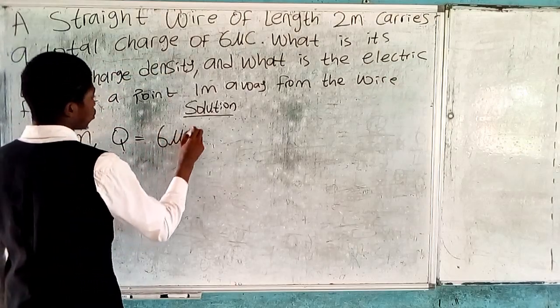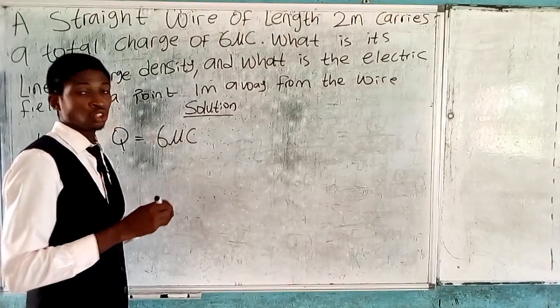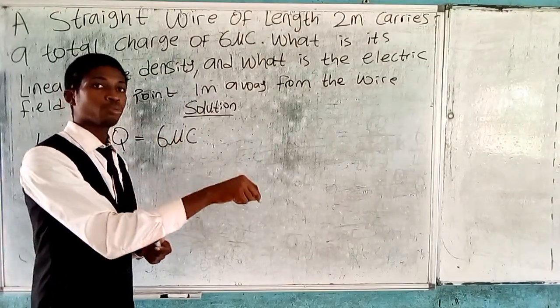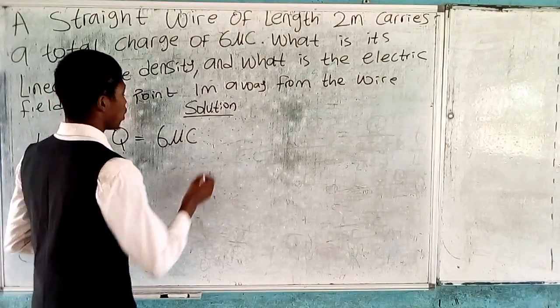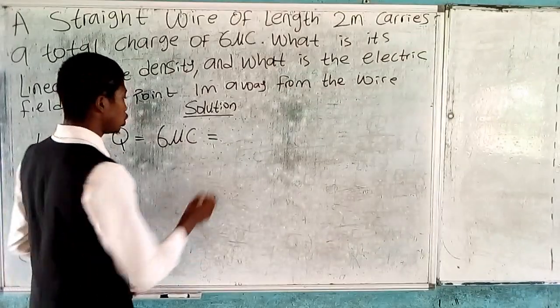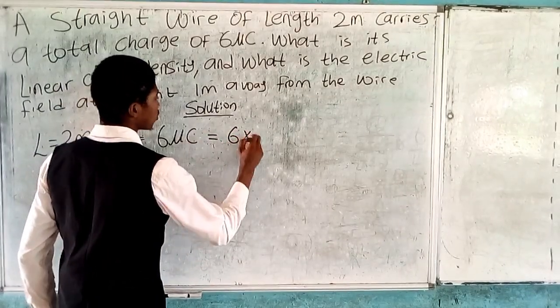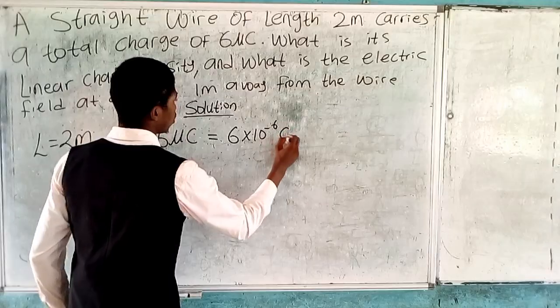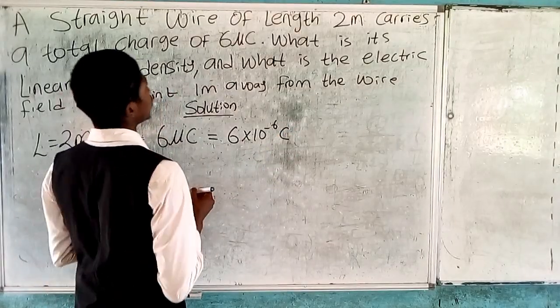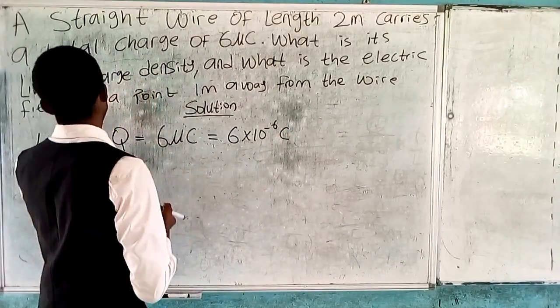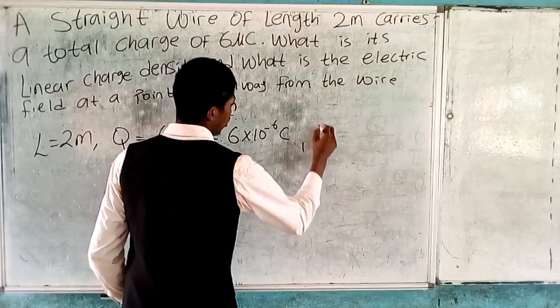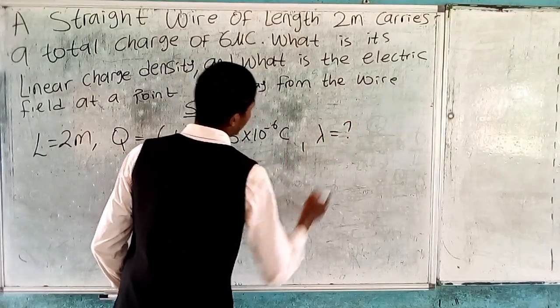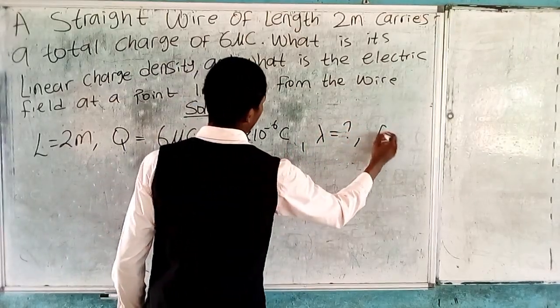6 microcoulomb. And because microcoulomb is not the unit of charge, instead coulomb is the unit for charge, we convert this micro to normal coulomb, which is 6 times 10 to the power of negative 6. Alright? So now that is what is given to us. Now, what is its linear charge density? That is lambda, so we ask for lambda, and then the electric field.